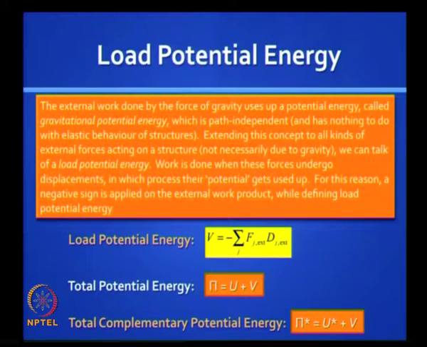We can also define a complementary total potential energy where we put a star, an asterisk. So, pi star will be u star plus v. Now, if you are dealing with a linear elastic system, u will be equal to u star, and so pi will be equal to pi star.